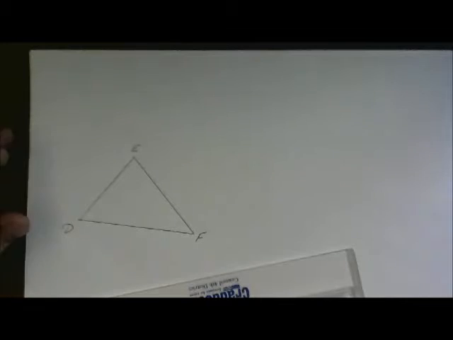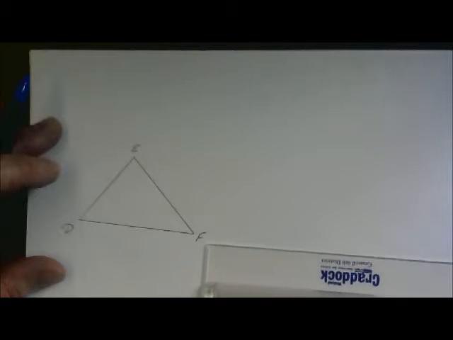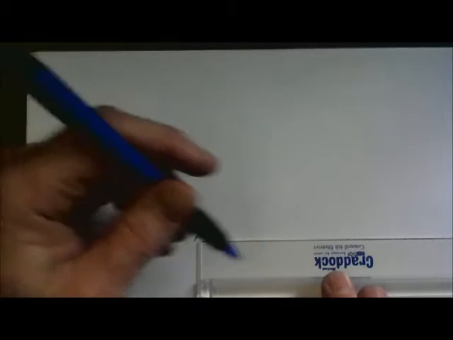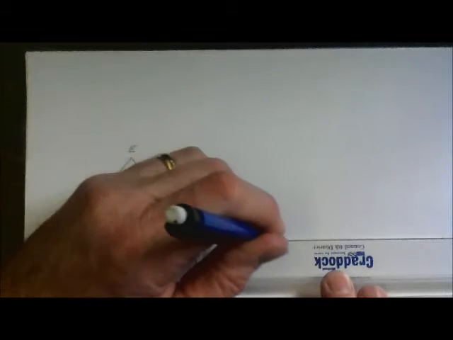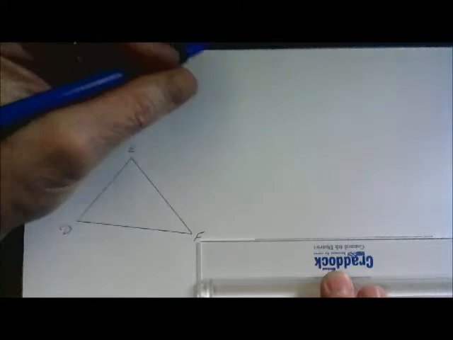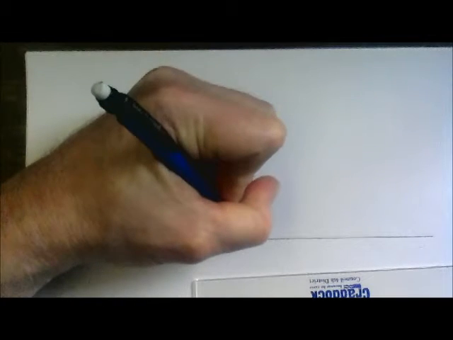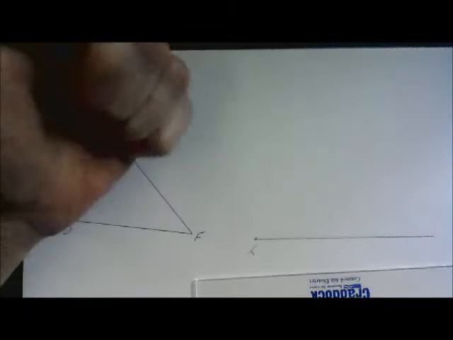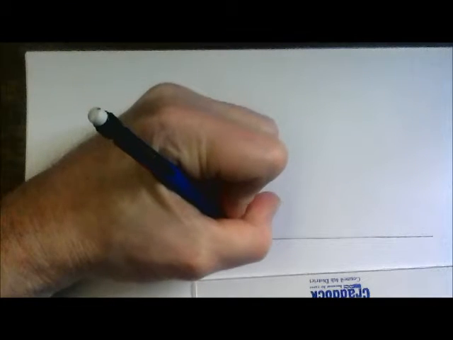Okay, in this particular triangle construction, we're going to be constructing congruent triangles using the side-angle-side construction. So as we did before, our first step is to create a very long ray with a point X at one end with our straight edge.